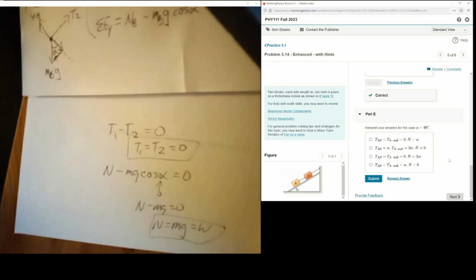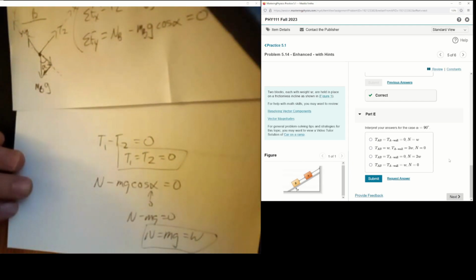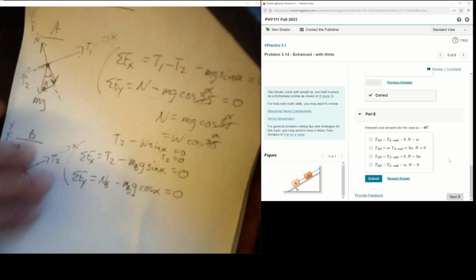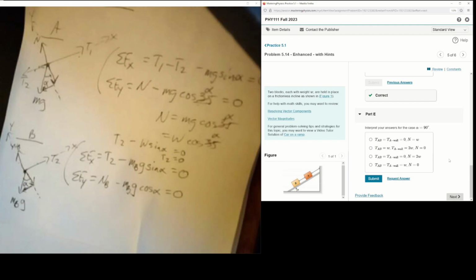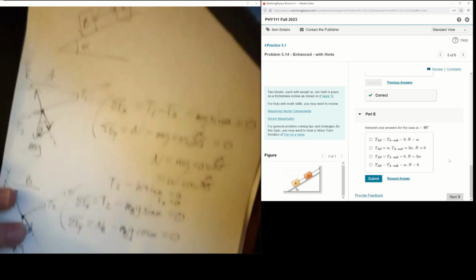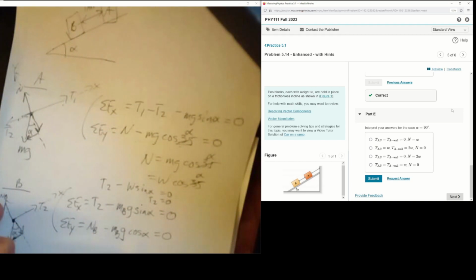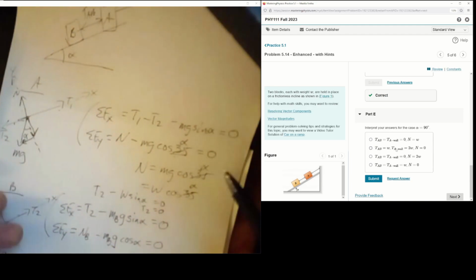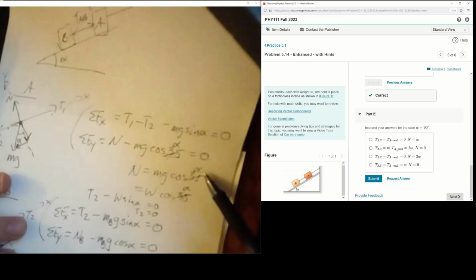And the last part, what if we made it 90 degrees? So now the ramp is just straight up. So now the blocks are hanging. Making the angle 0 means they're just laying flat on the ground. No tension is needed anymore in the ropes. Making the angle 90 degrees means it's now hanging vertically. And we can make conclusions off of that of what the answer can be here, but let's just go back to the math again and see what happens.